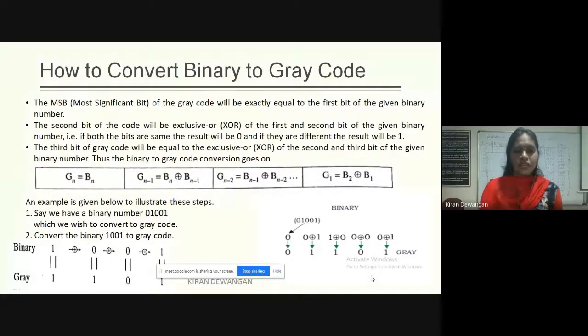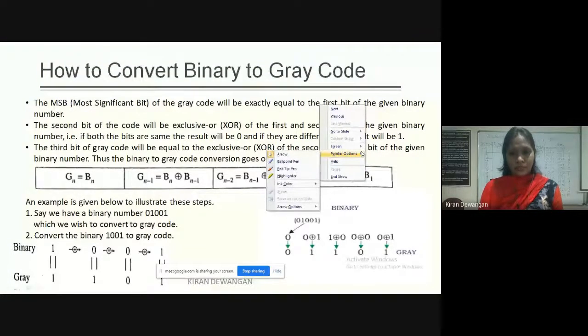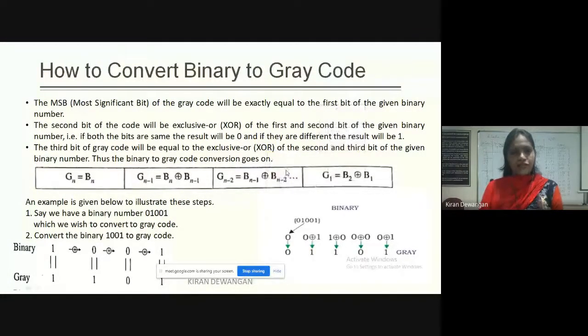Okay. Now this we need to understand. The most significant bit of the gray code will be exactly equal to the first bit of the given binary number. तो जो आपका बाइनरी का MSB है, वही आपका ग्रे का MSB हो जाएगा. ठीक है? And second bit, this is what is written here. This one, GN. We are talking about GN as the nth gray bit. Clear? And BN is the nth binary bit, MSB.